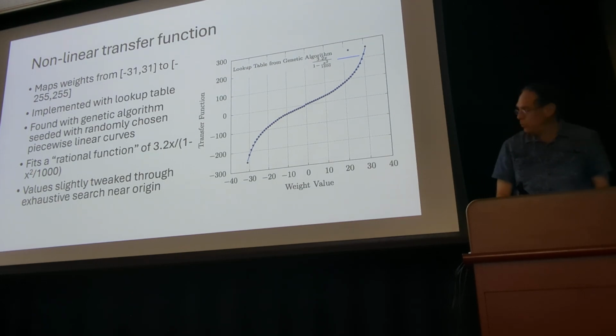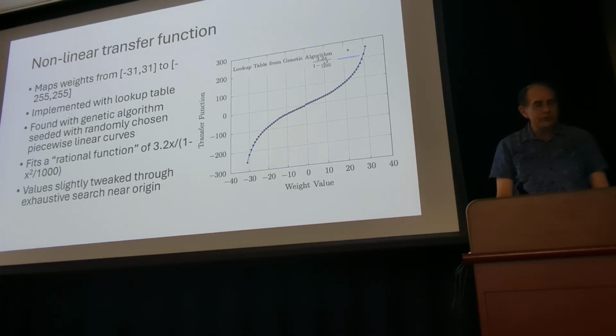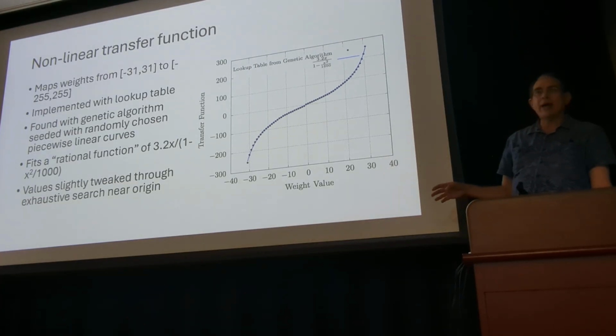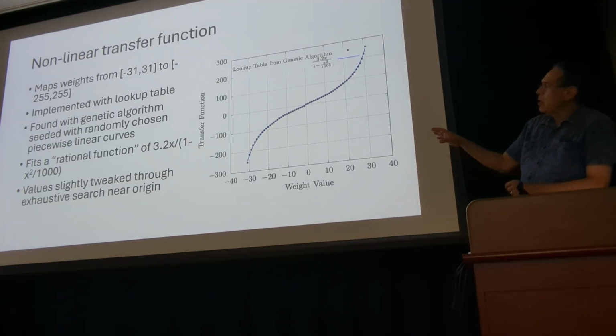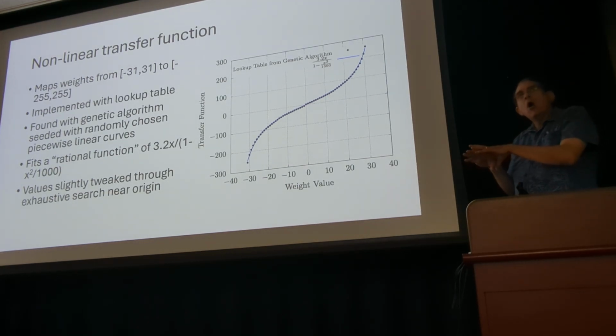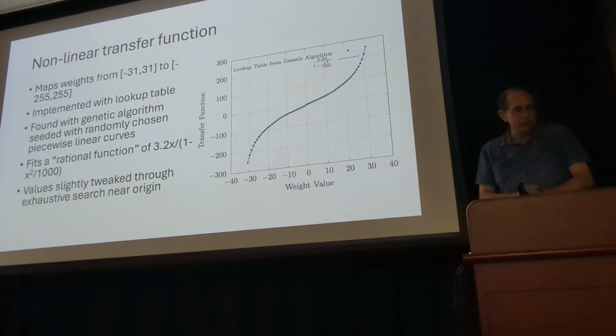I found this weird function with a genetic algorithm seeded with randomly chosen piecewise linear curves. It fits a so-called rational function of 3.2x divided by 1 minus x squared divided by 1,000. The curve fitting software told me that, and that's about what the curve is. I tweaked slightly some of the values near the origin to get a little bit extra accuracy. But what it does is emphasize the larger values. So the smaller values aren't counted for as much in the final summation, and the larger values are counted for more. And that helps the Perceptron predictor make more accurate predictions by a lot.